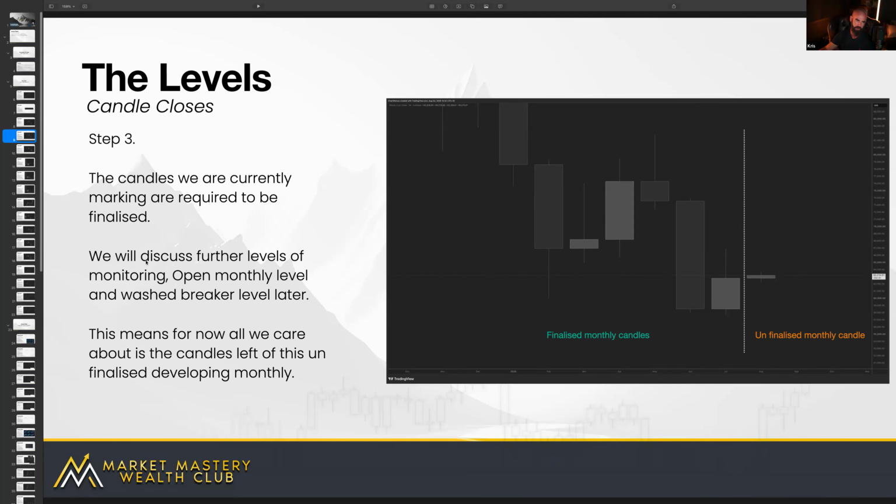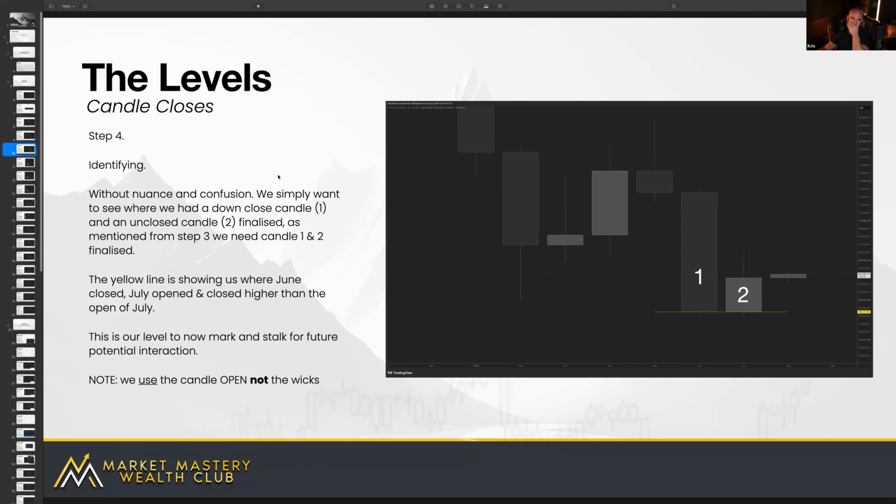I talk about this now. We can discuss further levels, monitoring open monthly level or a wash breaker level later. But for now, this means when you guys are picking and finding these levels, they need to be finalized, okay? So we have this monthly over here at the moment, and it's still in flux. So we can't go drawing any level here. We can't go drawing any levels off it. The only thing you could do is the open level, which is where it opened, which we're not talking about right now. But all we're going to say is this isn't relevant. So don't go adding any levels that are currently unclosed; we need to see them closed, okay? Everything from the current candle on the time frame is workable. Everything on the current developing candle in flux needs to just do what it's doing, okay?